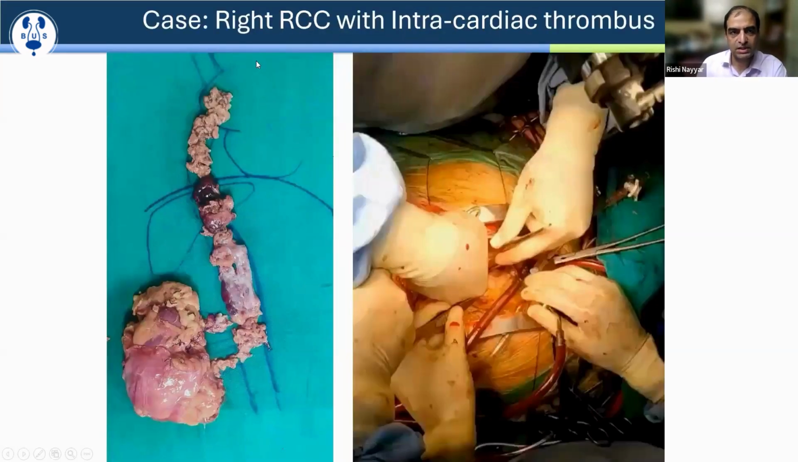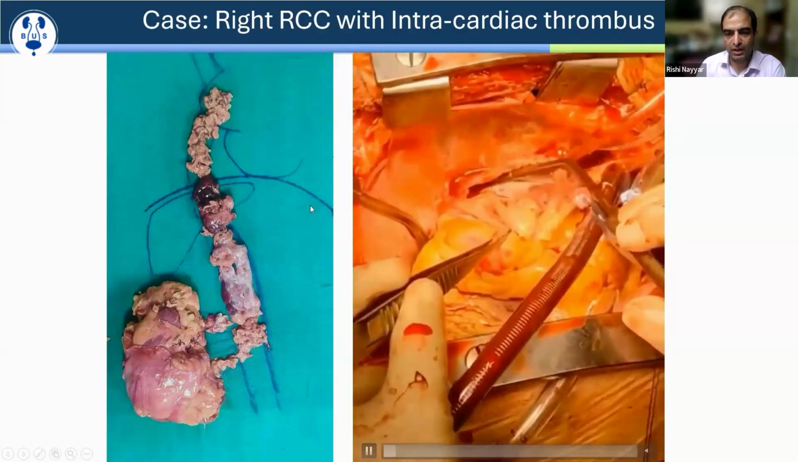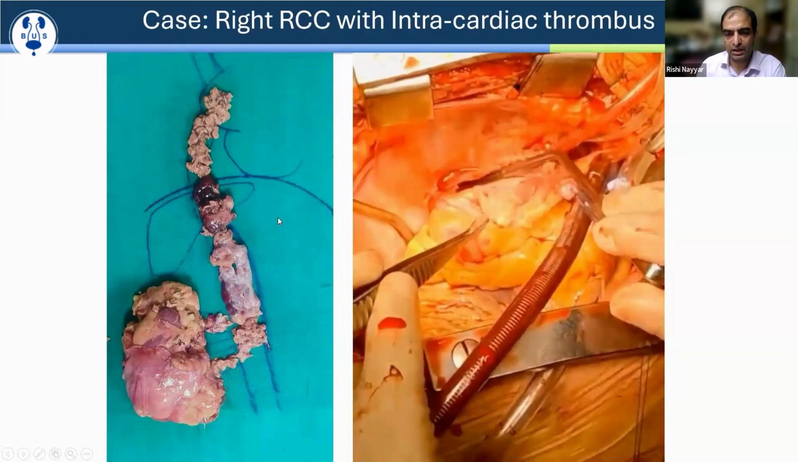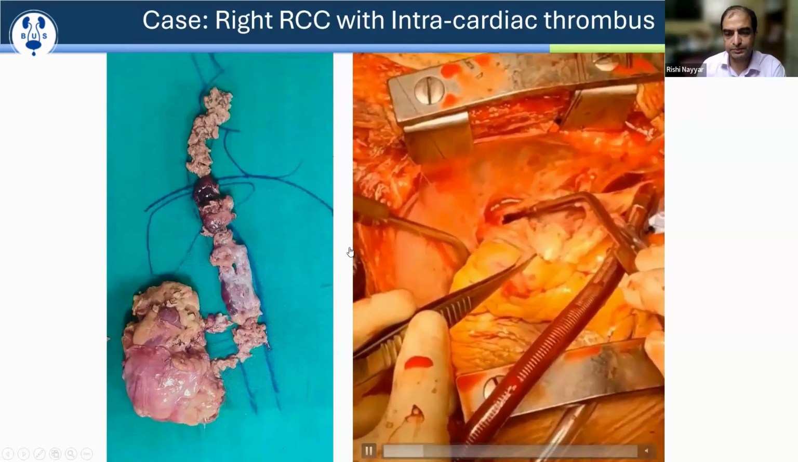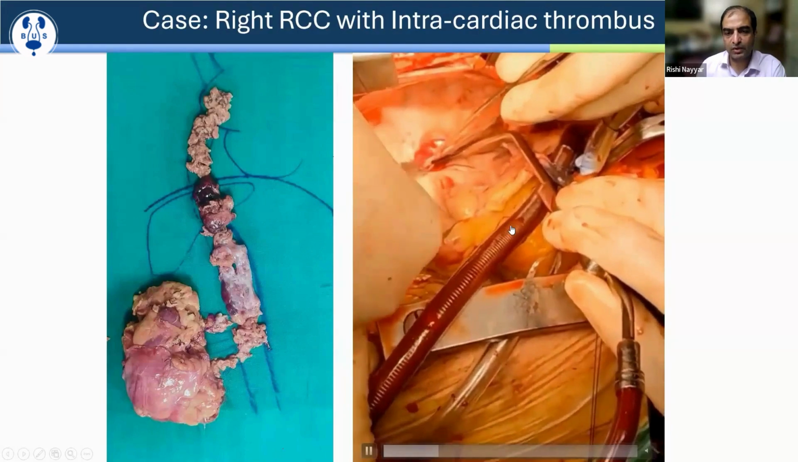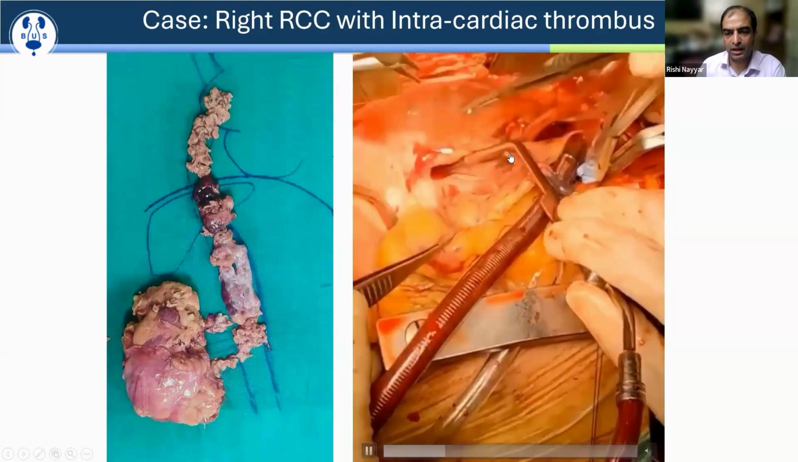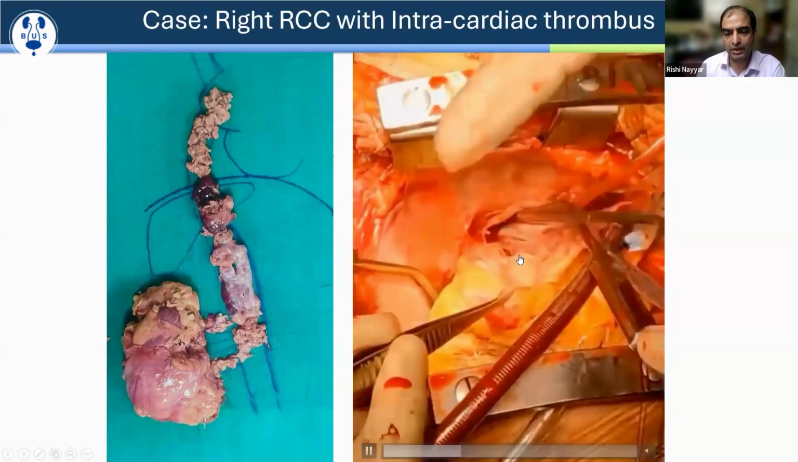So this is one such example of a right RCC with an intracardiac thrombus. What is done is, after doing the rest of the nephrectomy, as we have discussed, the kidney is now only hanging on the thrombus and cavotomy. Here the heart is opened up, the pericardium is opened up, the right atrium is open.